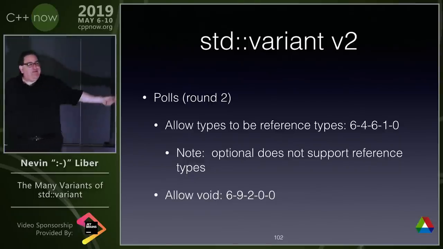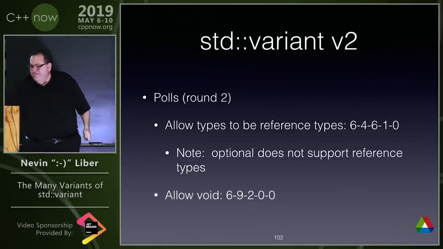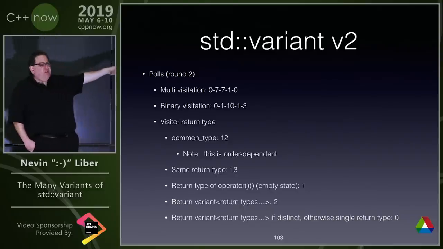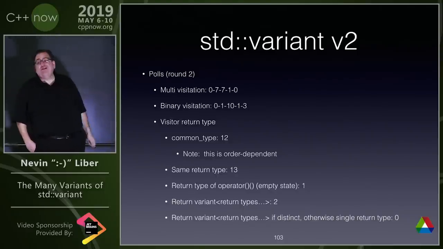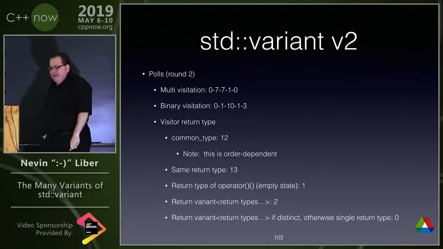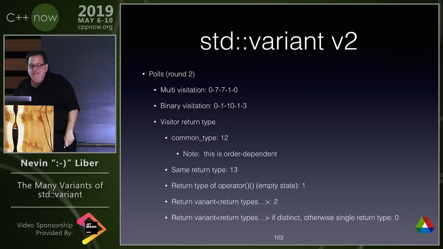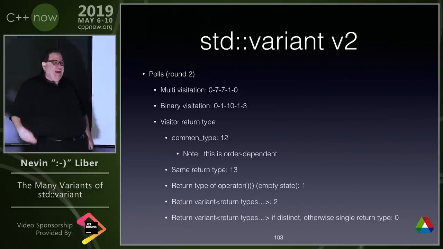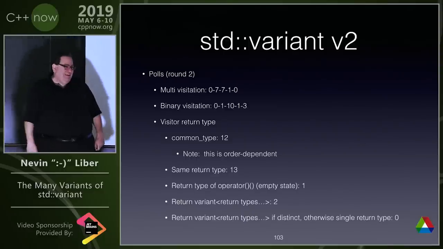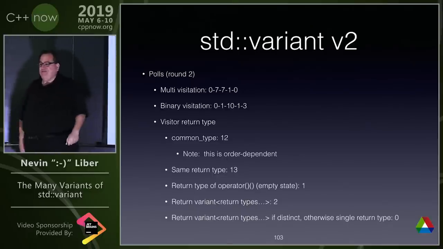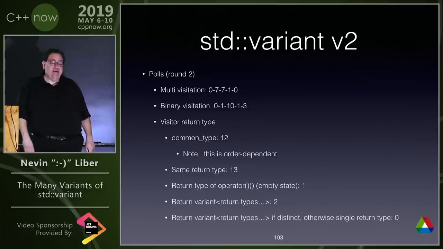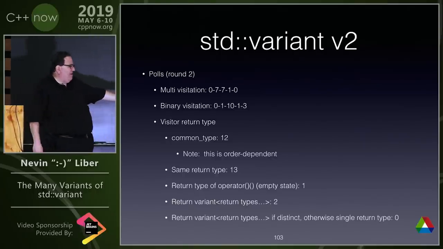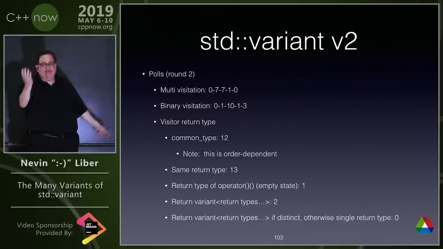And then, void being an incomplete type, sure, let's allow it. No reason not to. We have multi-visitation. Sure, we can visit multiple variants. How do we figure out the return type of the visitor? Do we use common type? Turns out common type is order dependent. The same return type. We don't want to be able to specify it because we want to use things like lambdas, and you can't inject the return type into the lambda. You have to deduce it from the outside. You can't inject types inside a lambda that you can query. And so also, return distinct types, otherwise a single return type, lots of holes.